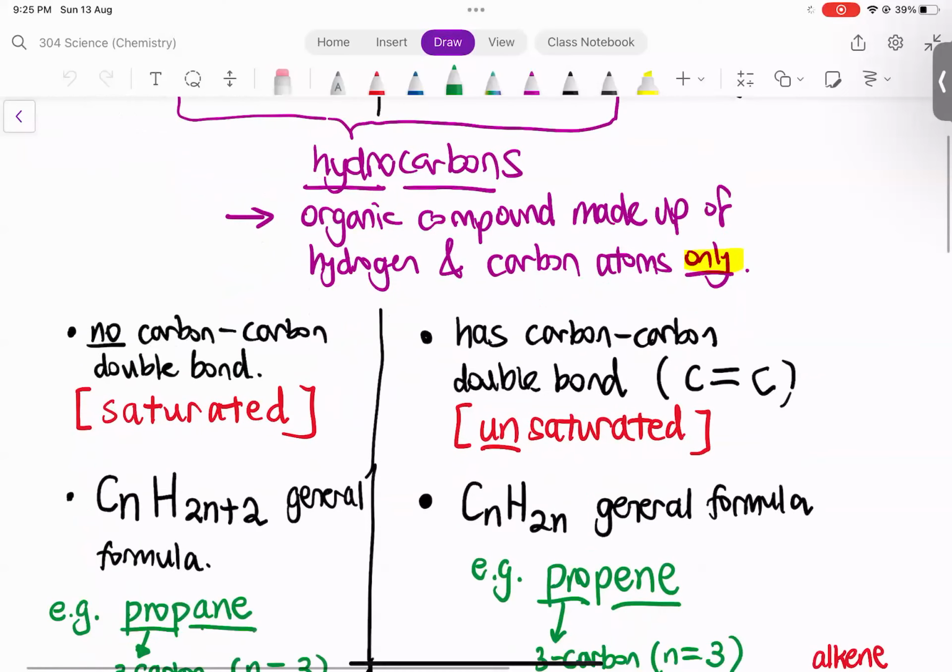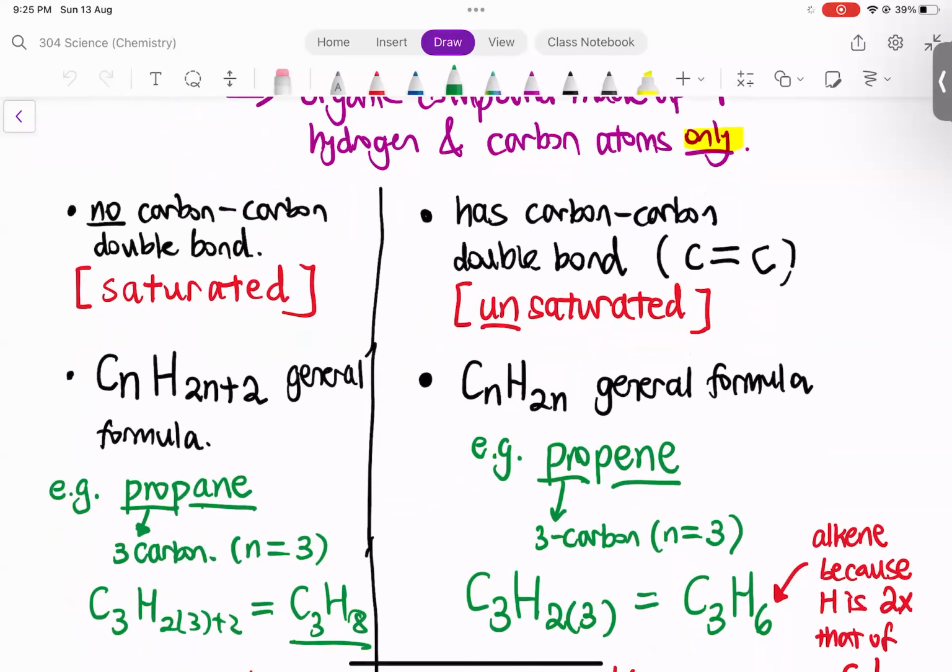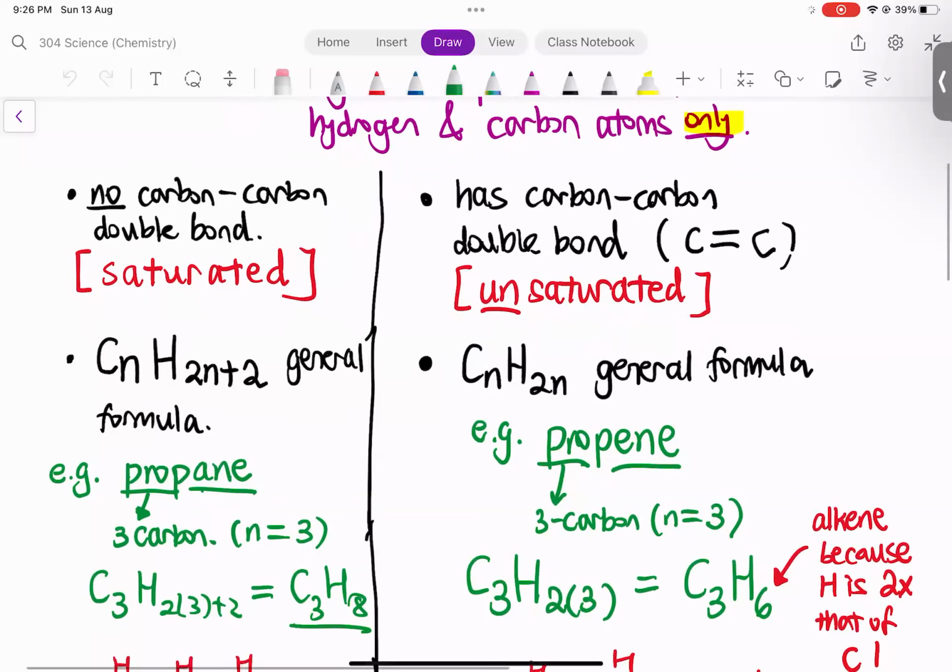Okay? Now, how do I make use of this general formula we have gone through in class? So, for example, if I give you propane, pro means 3 carbon. 3 carbon means n equals 3. So you sub in n equals 3, you will get C3H8 for propane. For propene, it's a 3 carbon alkene. Therefore, CnH2n gives you C3H6 for propene. Now, a very quick way to tell from the formula if it's an alkene is to look at the number of hydrogen. If the number of hydrogen is twice the number of carbon, then it is an alkene.